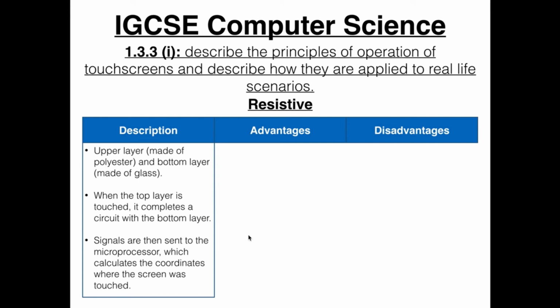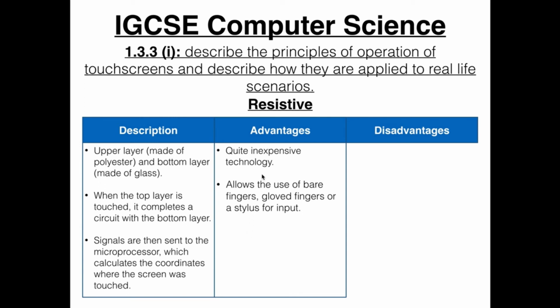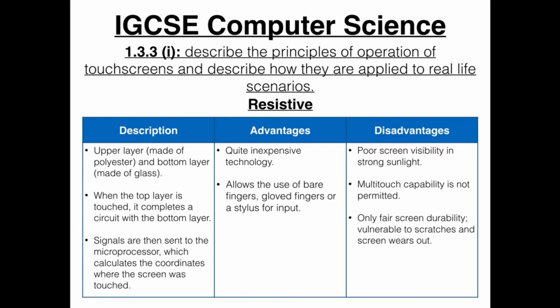Again, research those. Advantages of resistive include it's quite inexpensive, allows the use of bare fingers, gloved fingers, or stylus for input. And of course the disadvantages, there are always disadvantages. Poor screen visibility in strong sunlight, there is no multi-touch capability, and there's only fair screen durability, so the screen tends to be vulnerable to scratches and can wear out after some time.